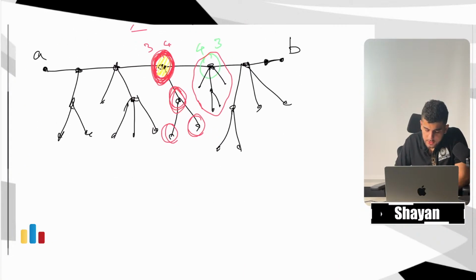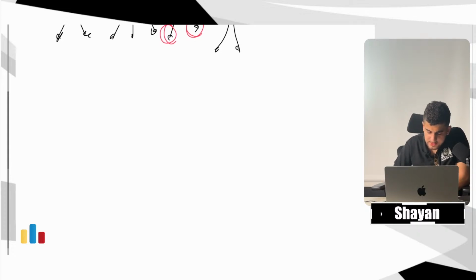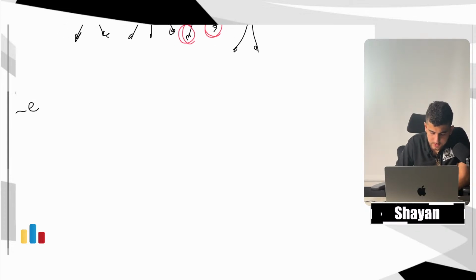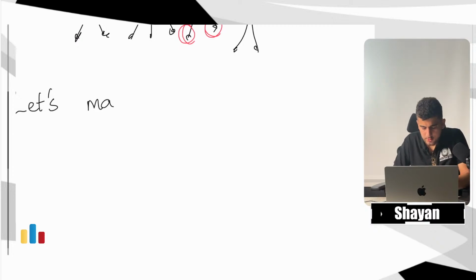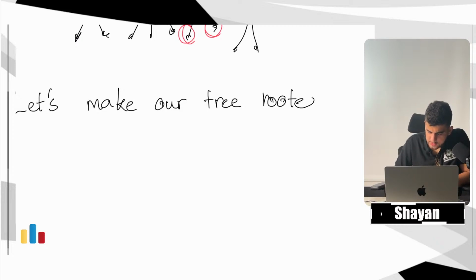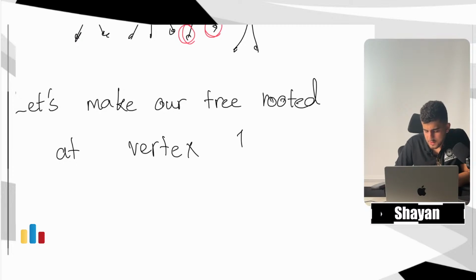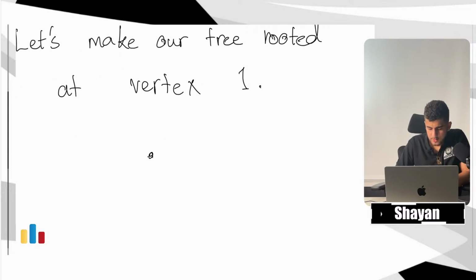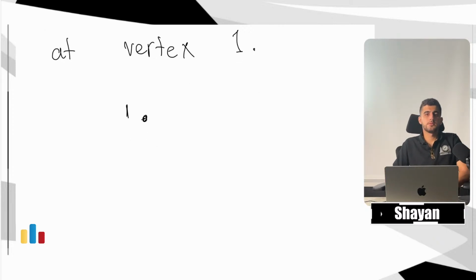So how do I use it? Well, I say that let's make our tree rooted at vertex 1. So we have a tree, we can make vertex 1 the root of this tree. Vertex 1 is the root of our tree now. Okay, we can choose any arbitrary node and set that as the root of our tree. Now, each vertex has a parent.